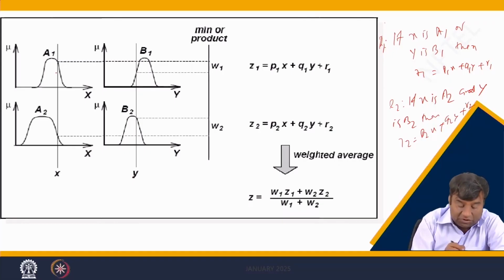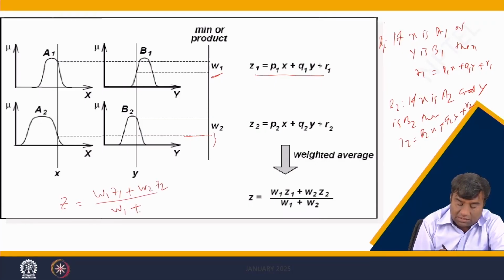Suppose this is the input x, here the input is y, so that is mu A1 and that is mu B1. Suppose it is OR, so we take the maximum value, so we get the value W1, and Z1 is given by the formula. Suppose this is AND, so we get W2 and this value Z2. Now apply the weighted average method. Without using a defuzzification method, we directly get the crisp output, which is Z equal to W1 Z1 plus W2 Z2 by W1 plus W2.